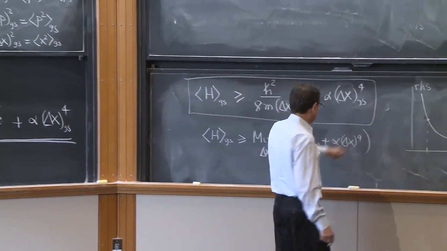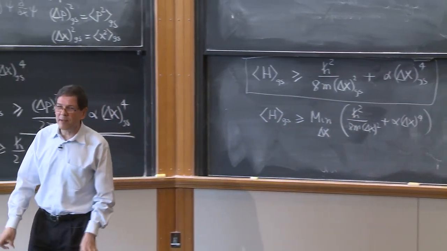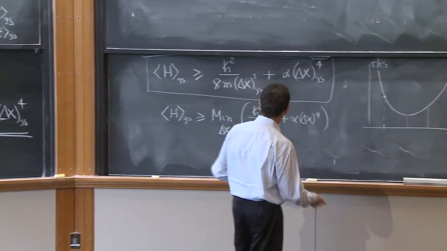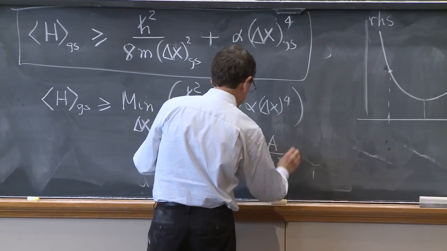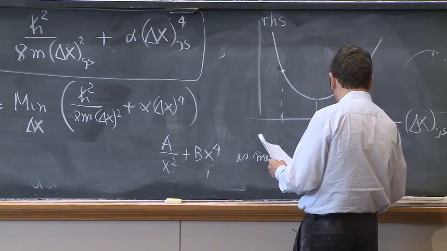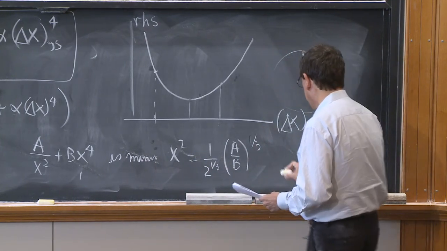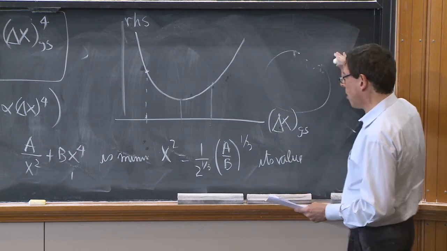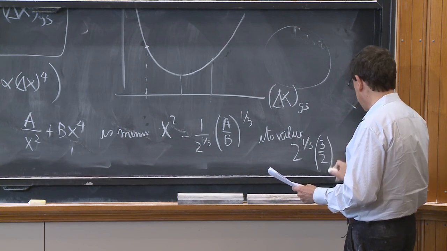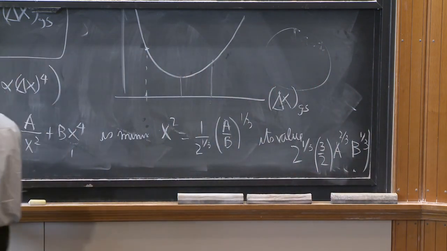So I just have to do an arithmetic, a calculus problem here. This is the minimum. I should take the derivative with respect to delta x, find delta x, and substitute. Of course, I'm not going to do that here, but I'll tell you a formula that will do that for you. A over x squared plus b x to the 4th is minimized for x squared equal to 1 over 2 to the 1/3, a over b to the 1/3. It's a pretty awful number. And its value at that point is 2 to the 1/3 times 3/2 times a to the 2/3 times b to the 1/3. A little bit of arithmetic. Let me.